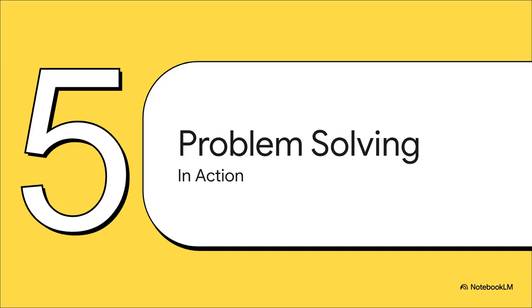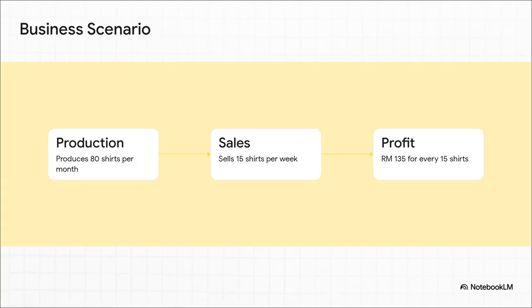Section 5. Problem solving in action. Time to put all these pieces together. Imagine for a second you're a shirt manufacturer. You need to manage some specific numbers to calculate your future business success. So in 1 month, you produce 80 shirts. You consistently sell 15 shirts per week, and your profit for every single batch of 15 sold is exactly RM 135. Let's break down the probabilities here.